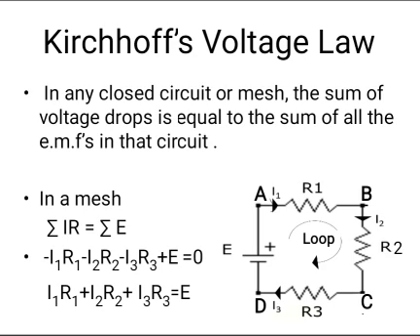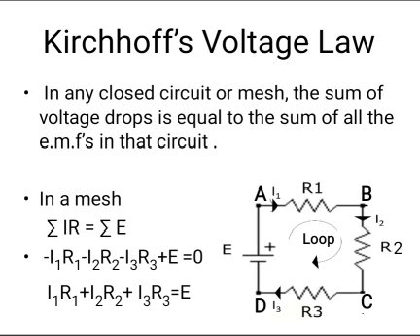Before that, you must know about the sign conventions used to apply KVL to the mesh. The fall in potential in a resistor is taken as negative. The rise in potential in a resistor is taken as positive. The rise in potential in a voltage source is taken as positive. The fall in potential in a voltage source is taken as negative.